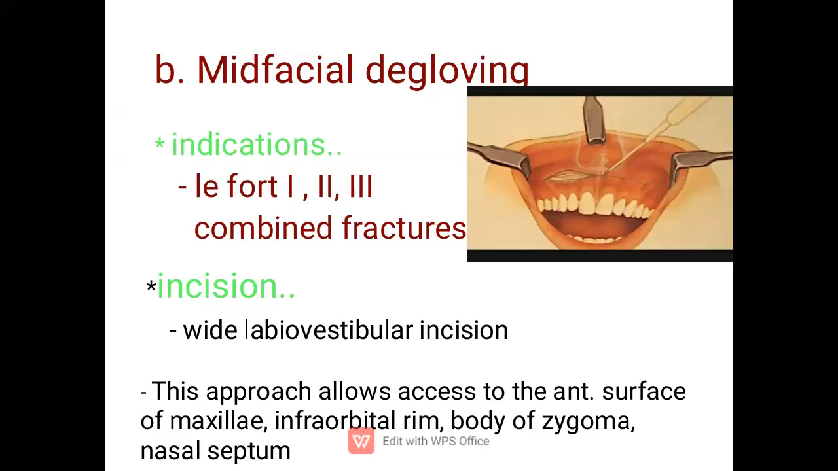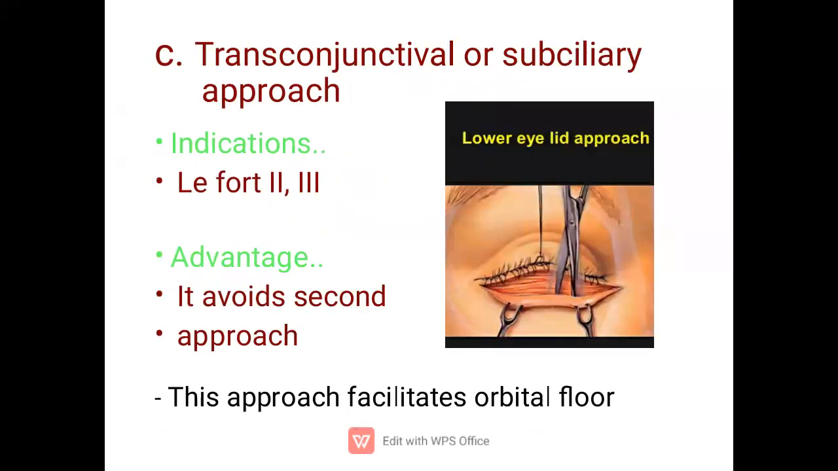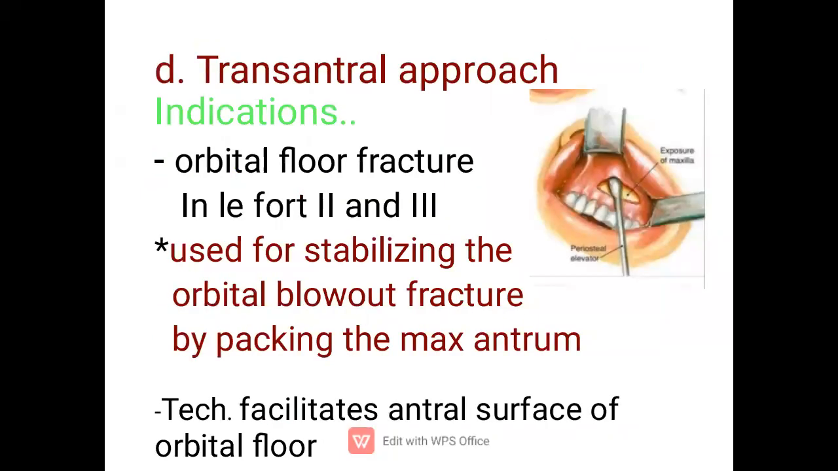As we can see in the diagram, the incision is a wide labiovestibular incision, and this approach allows access to the anterior surface of the maxilla, infraorbital rim, body of zygoma, and the nasal septum. Then the transconjunctival or subciliary approach, it is the lower eyelid approach, and it is indicated in Le Fort 2 and Le Fort 3 fractures. The advantage of this approach is it avoids any second approach, and it facilitates access to the orbital floor. Then coming to the transantral approach.